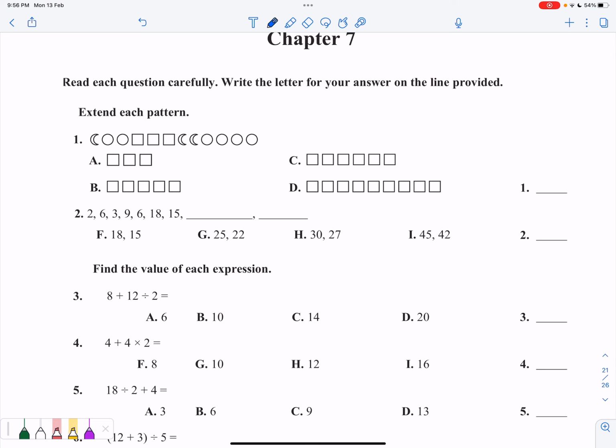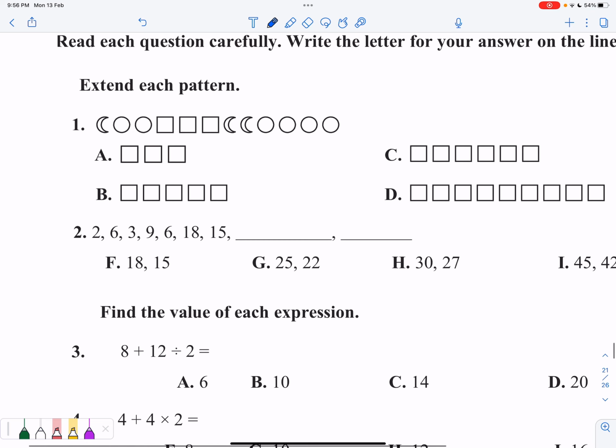So let's take a look at the first pattern. We have a shape that looks like a moon or something. Then we have two circles, okay? Then we have three squares. So focus on that first. From the first shape, we have one. Then the circles, we have two. Then three squares, okay? Then what is happening?